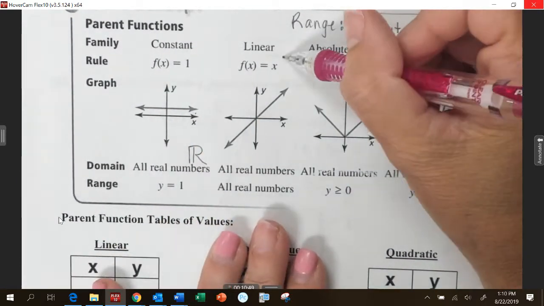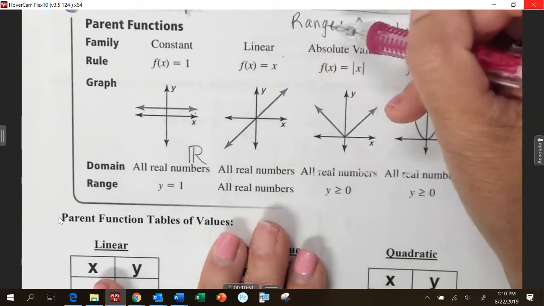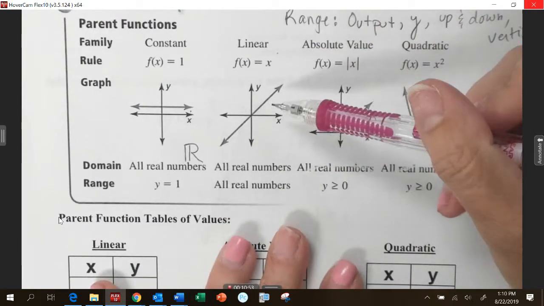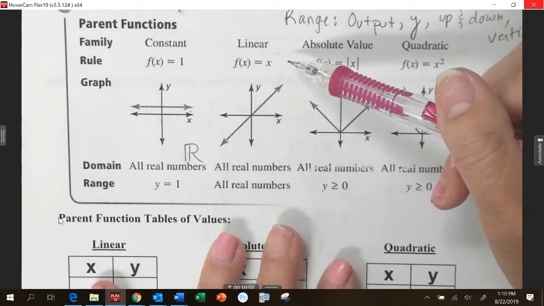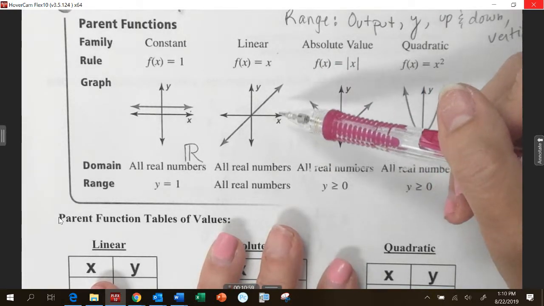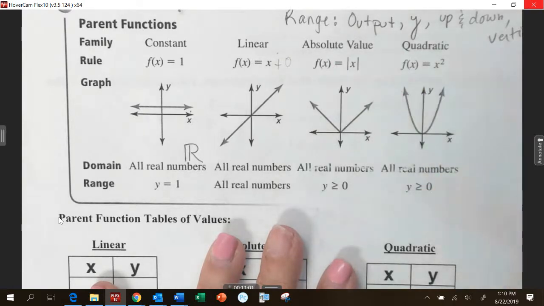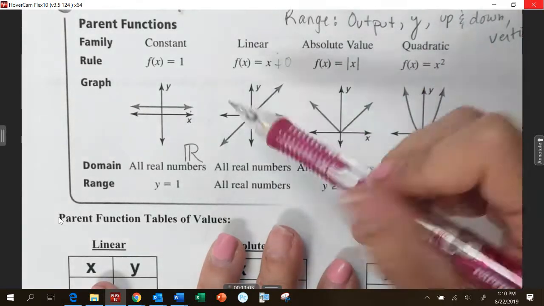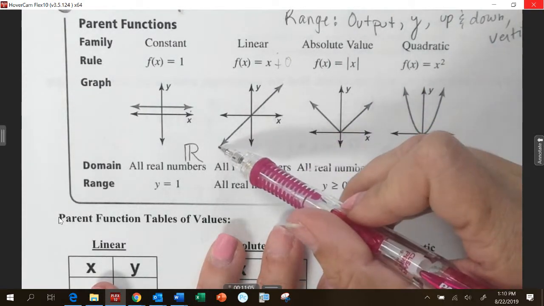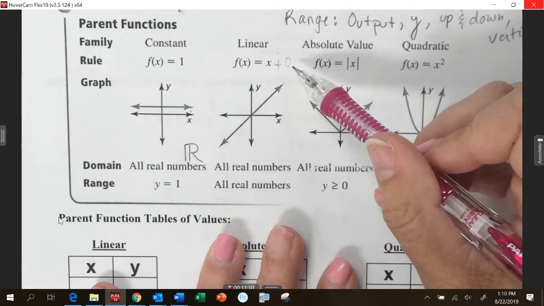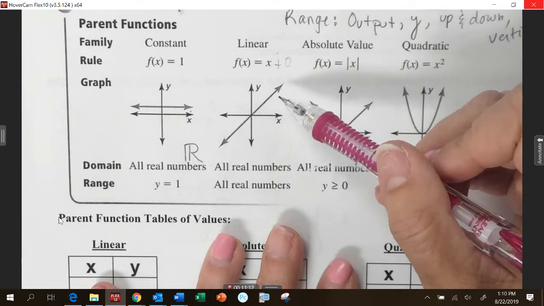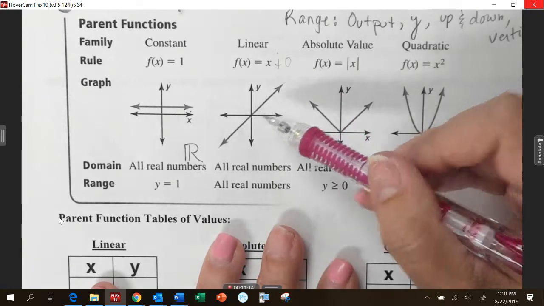Okay, so then we have linear, and linear make lines. So this is the parent function. F of x equals just x by itself. The slope is 1, and the y-intercept is 0. And you can see the graph. It goes all the way from the bottom corner to the top corner straight through the graph. And through the origin. Goes right through the origin.